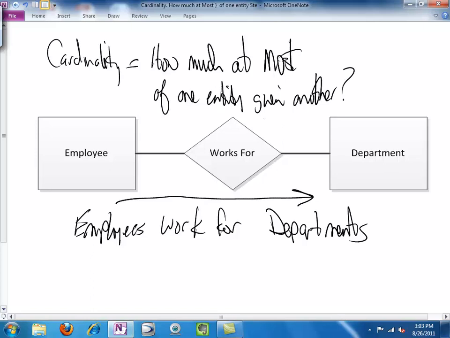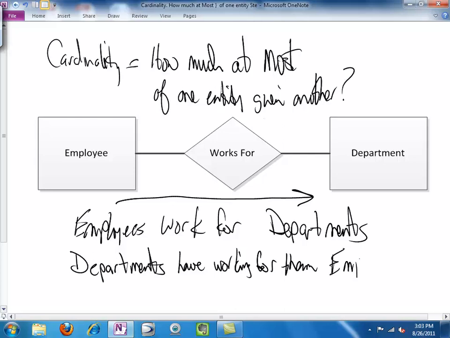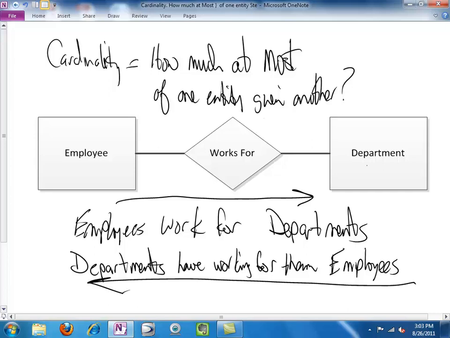We can also say, and this is a little awkward, as passive voice sentences often are, departments have working for them employees. And that is from the right to the left. Departments have working for them employees. And you might say, whoop-de-doo, we can read that both ways, but getting a firm grasp on that fact will be essential for understanding cardinality relationships.